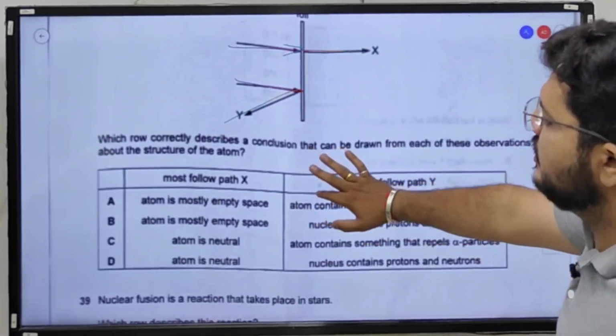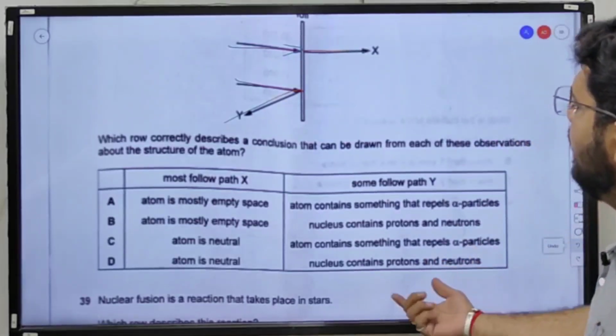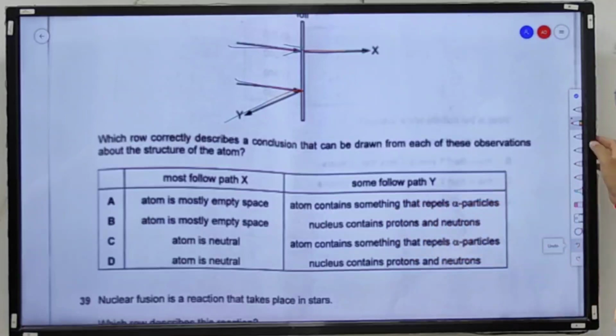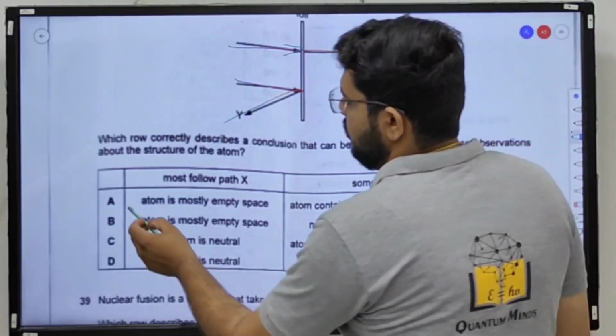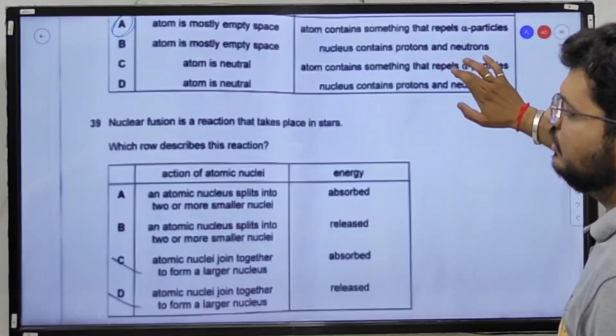So path X, atom is mostly empty, yes. And path Y, atom contains something that repels the alpha particles. Okay? So option A is the correct answer.